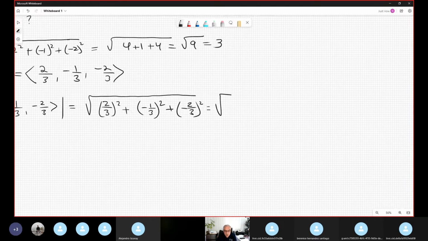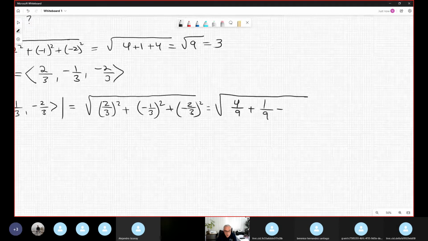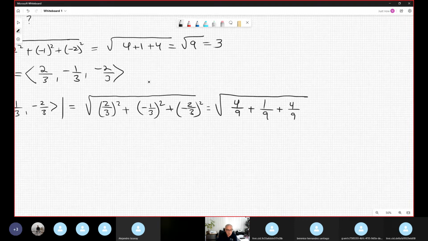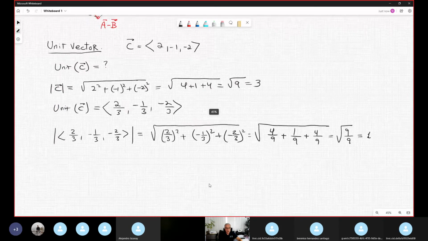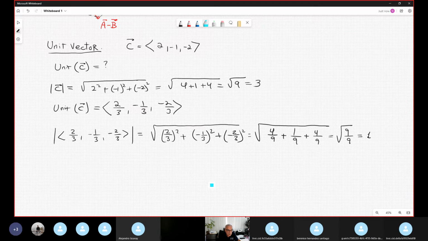Well, this is 4 over 9. This is 1 over 9. And this is 4 over 9 again, right? We don't care about the sign because when we square it becomes positive. And you add this: 4 plus 1 plus 4 is 9. It's 9 over 9. Wow! It's 1. It's a UniVector. However, for sure, 100%, the UniVector has the same direction as this, because the only thing that we are doing is scaling, multiplication by scalar, or dividing by scalar. Clear now?